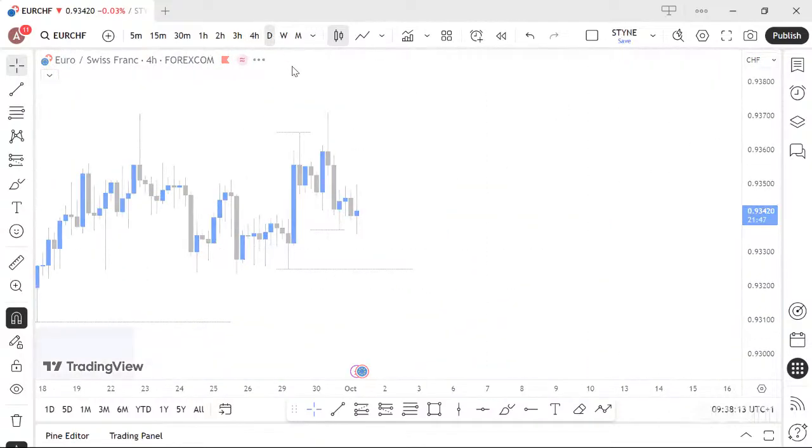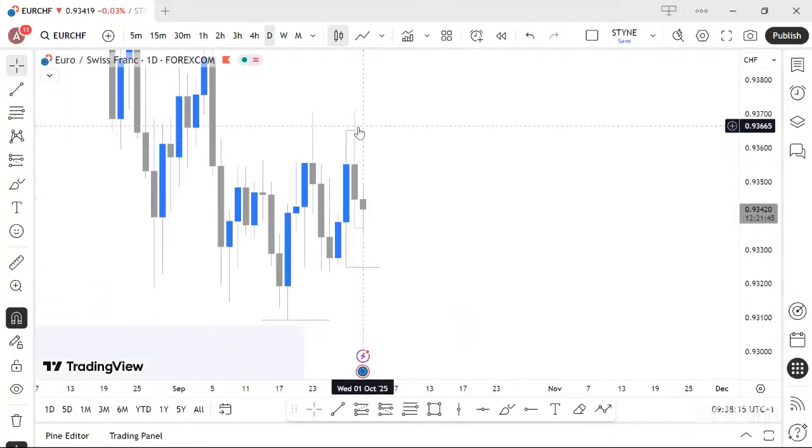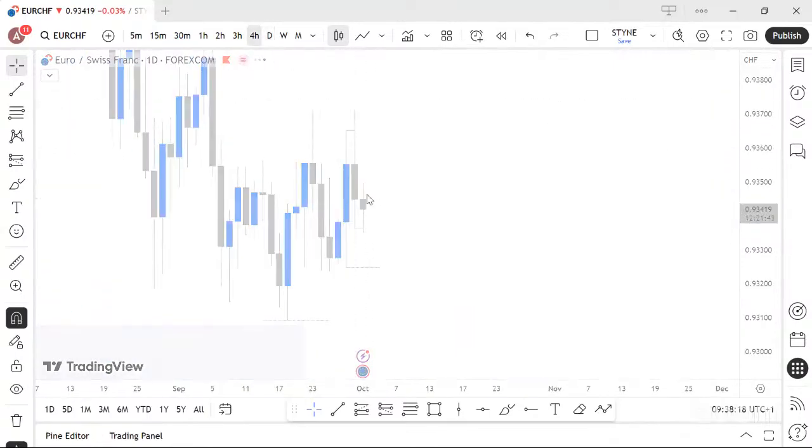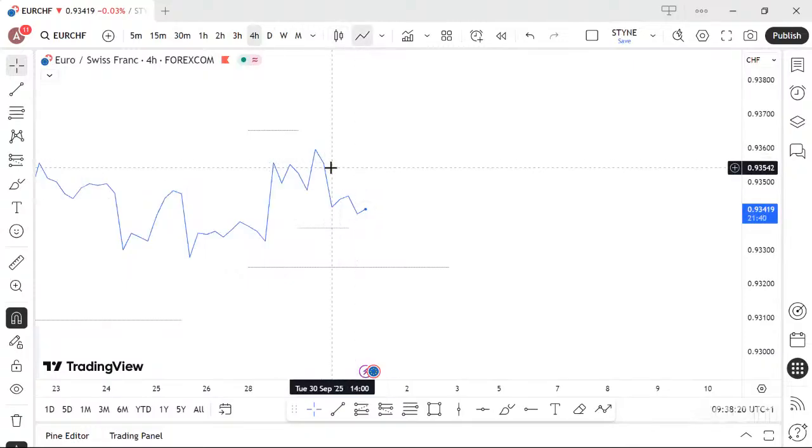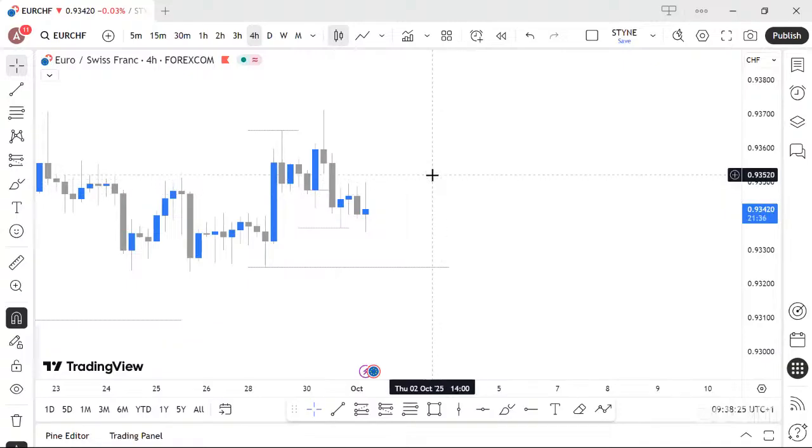Now, after this liquidity sweep here, after this daily high sweep here, was there expansion? Yes, there was an expansion here. So it won't be wrong to favor the sales. Is that okay? You want to favor the sales.